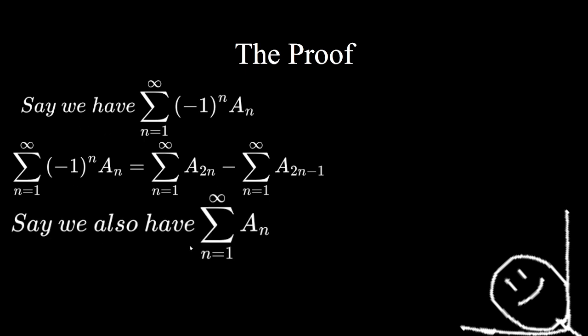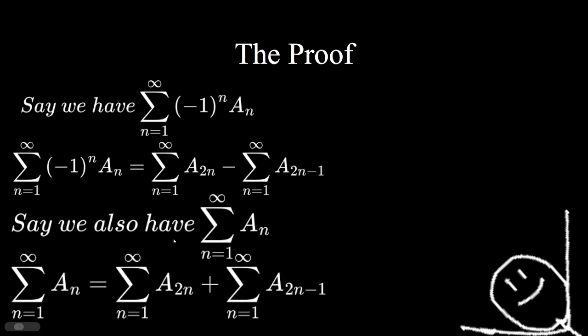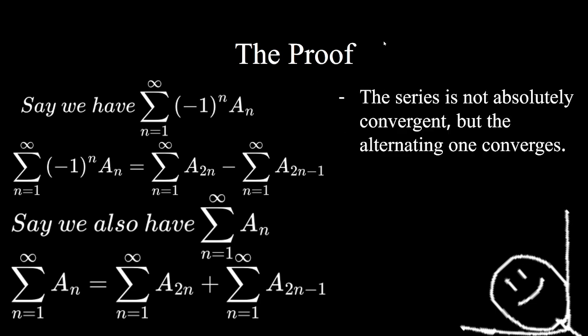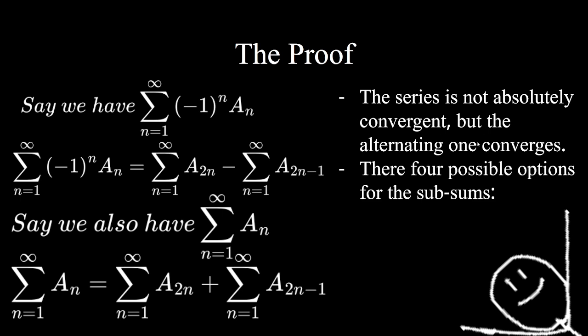And then say we also have a series very similar to the alternating series, except it just doesn't alternate. We can decompose that similarly, this time with no negative sign because it doesn't alternate. Now, the series is not absolutely convergent, but the alternating series does converge. So this doesn't converge, this does. There are four possible options for the subsums: either both of them converge, only one converges, or both diverge.